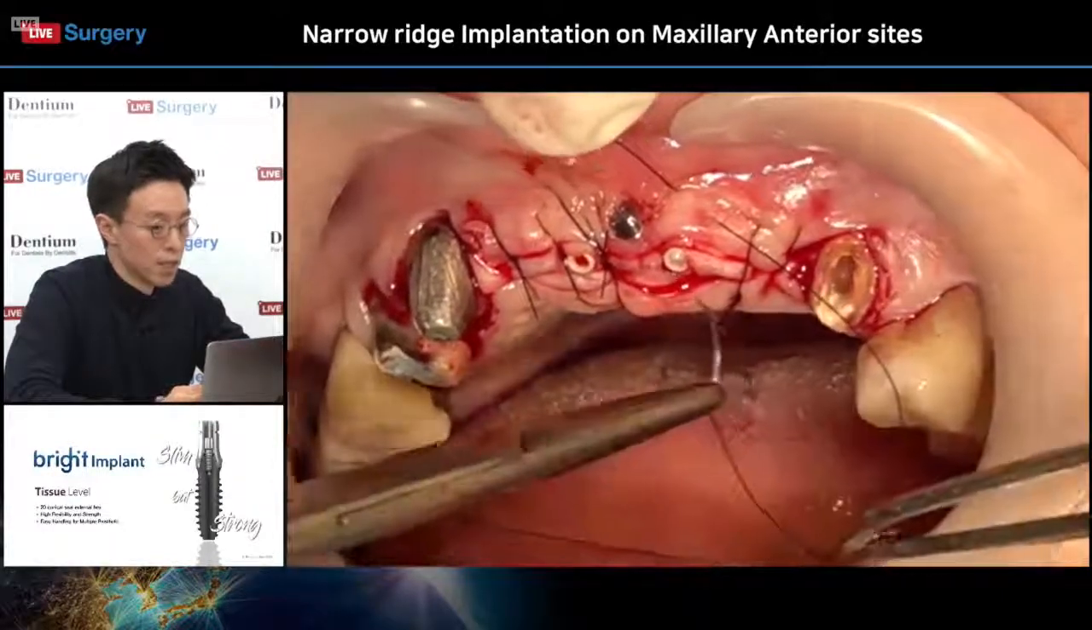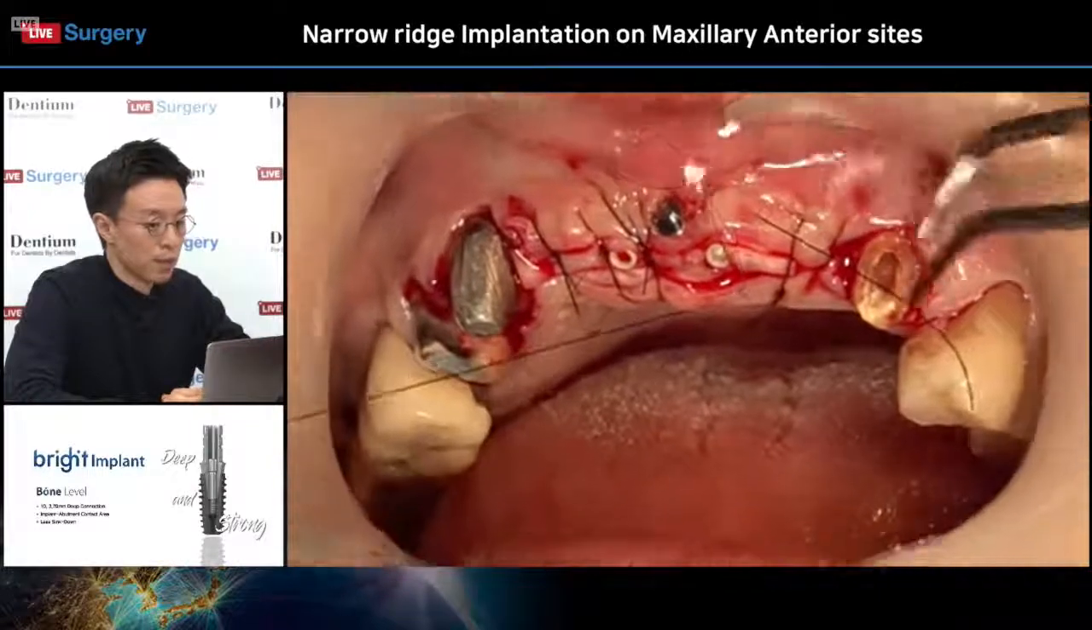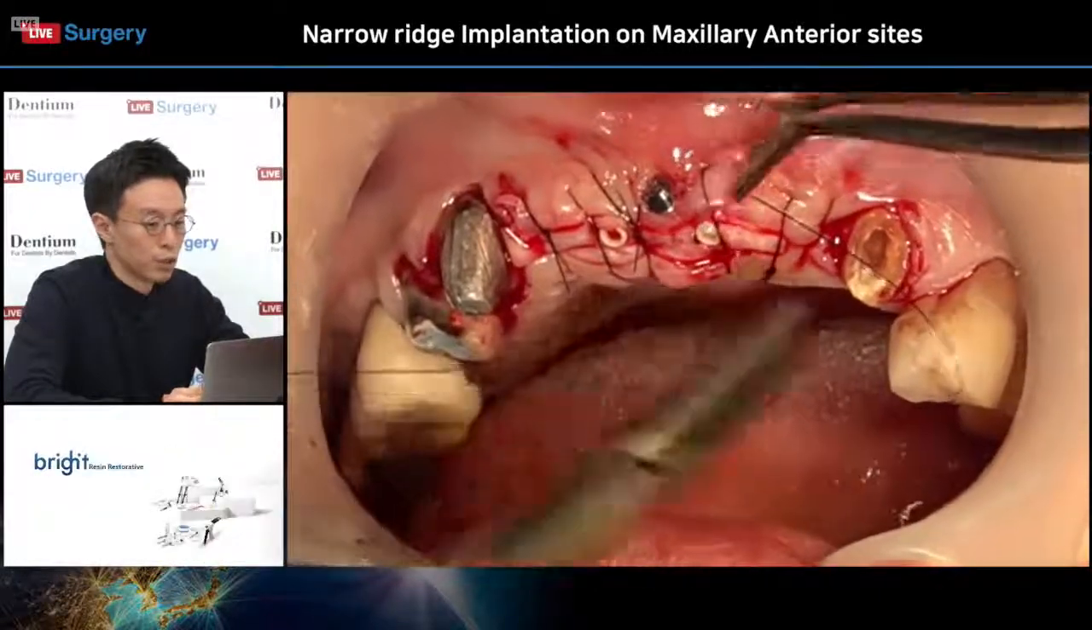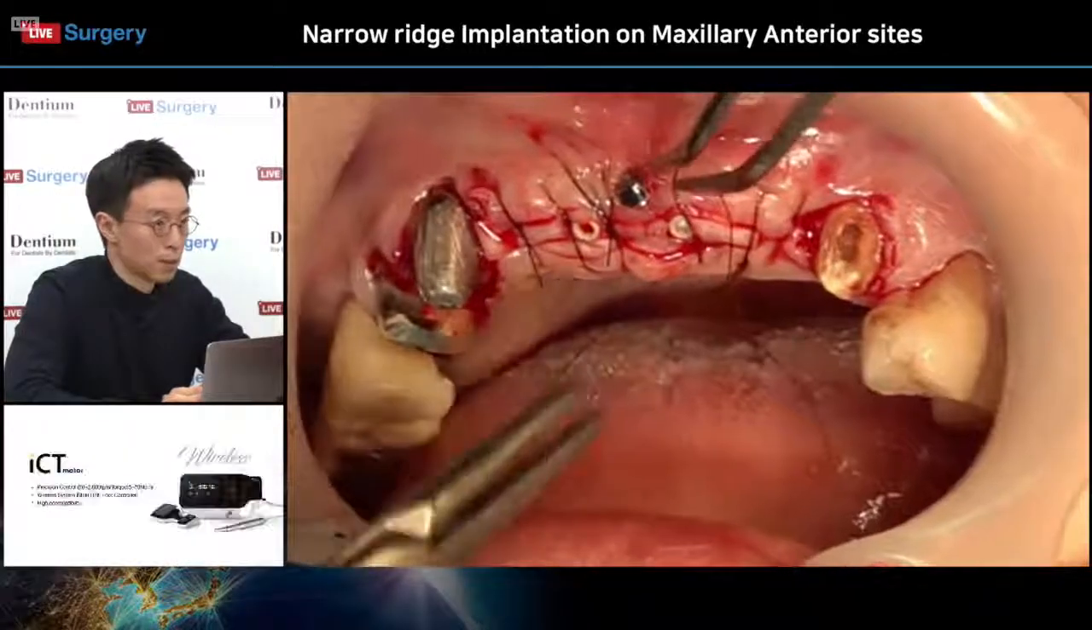Using a releasing incision on the palatal side is very difficult because of the amount of soft tissue available and the location of the greater palatine artery.